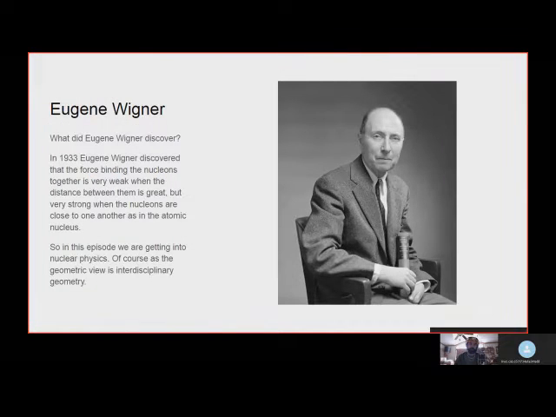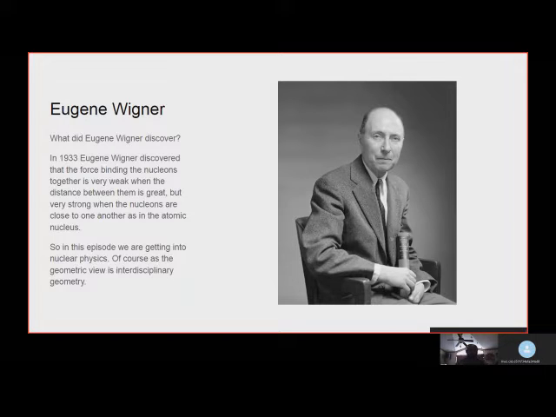Eugene Wigner. What did Eugene Wigner discover? In 1933, Eugene Wigner discovered that the force binding the nucleons together is very weak when the distance between them is great, but very strong when the nucleons are close to one another, as in the atomic nucleus.